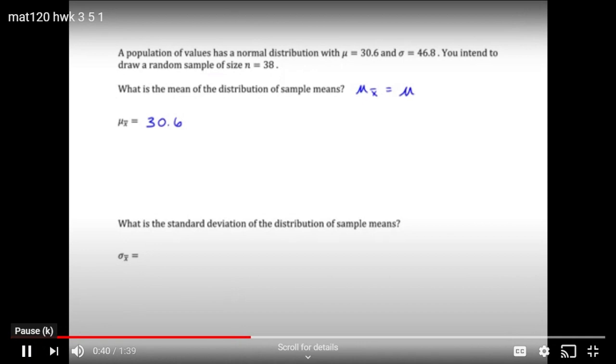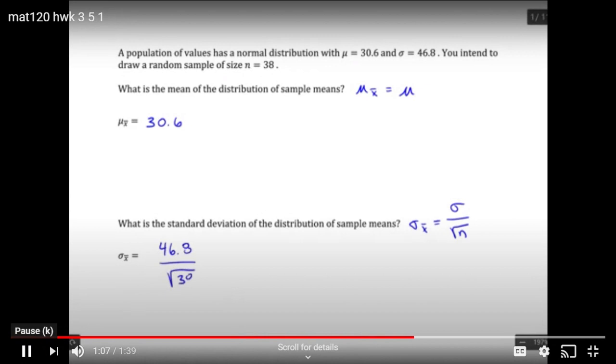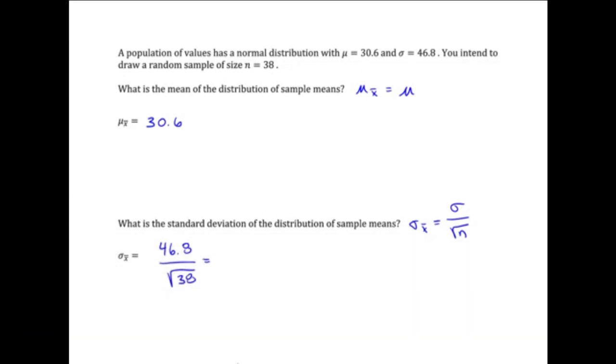What is the standard deviation of this distribution of sample means? When you move to a sampling distribution for sample means, that does get affected for the standard deviation. The standard deviation of a group of sample means is equal to the overall population standard deviation divided by the square root of the sample size. So in this case, this would be 46.8 divided by the square root of 38, and we can use our calculator to approximate that.